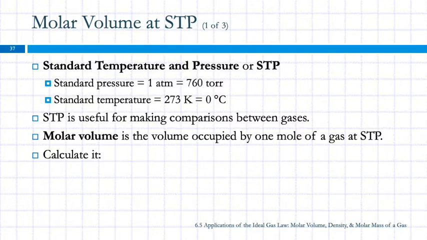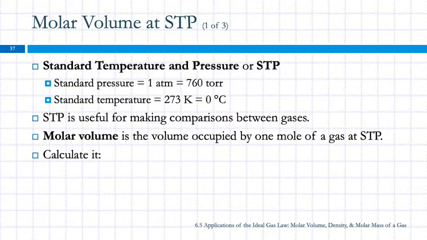Standard pressure is 1 atmosphere. That's normal atmospheric pressure. Also very easy to establish. You can put a manometer on your contraption and just adjust it so the levels on each side are equal, and then you know the pressure inside equals the pressure outside. So 1 atmosphere, 0 degrees Celsius.